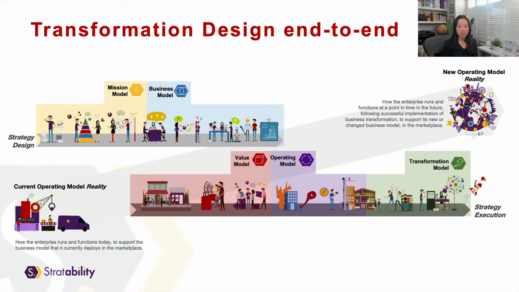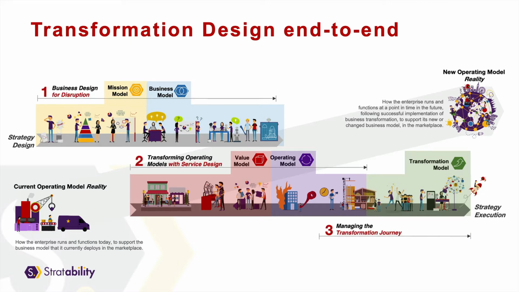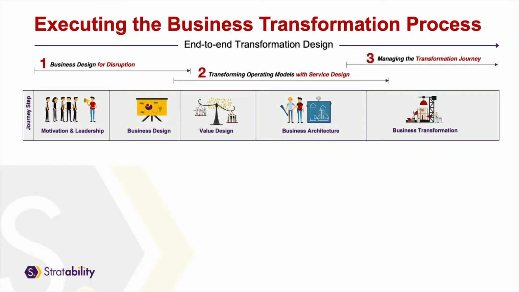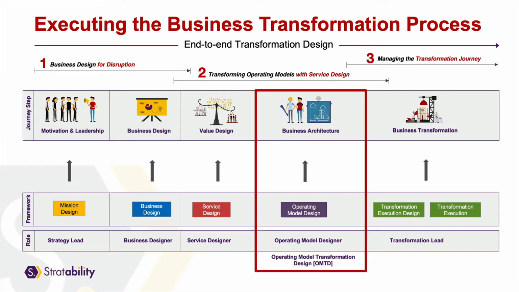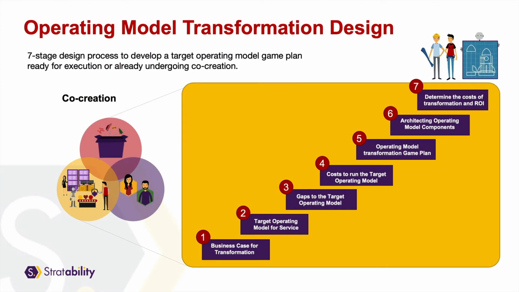And this transformation journey and end-to-end transformation design process is guided by the 3 strategy journey paths in the strategy journey methodology, which also spans multiple transformation design disciplines or transformation design roles, including operating model design, which is the focus of this course. So when you're undertaking this course with us, you're going to be practicing the 7-stage design process to develop a target operating model game plan, ready for execution, or it's already undergoing co-creation.